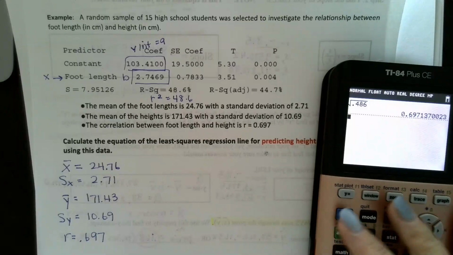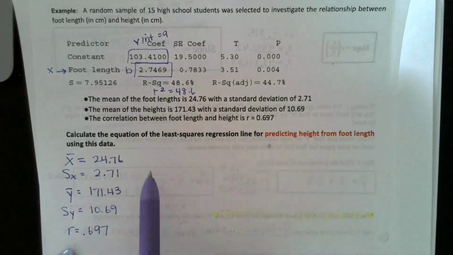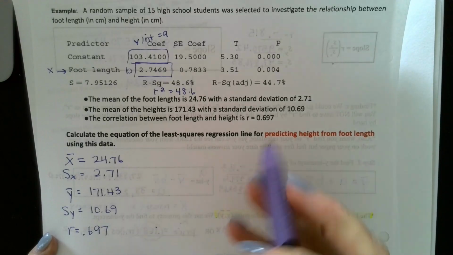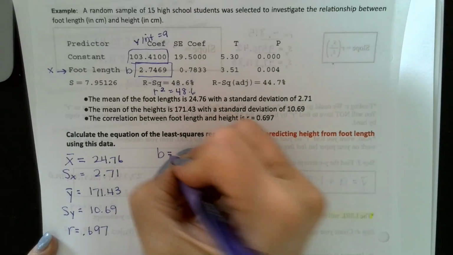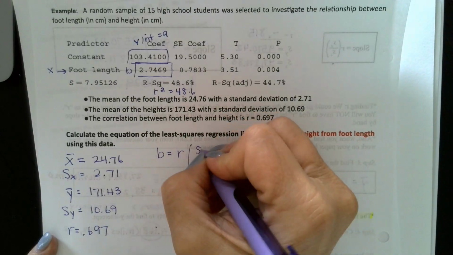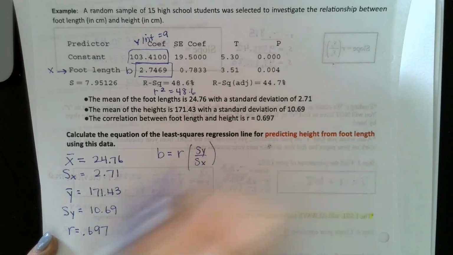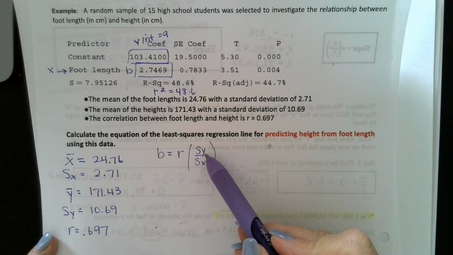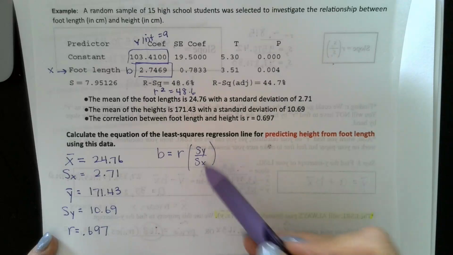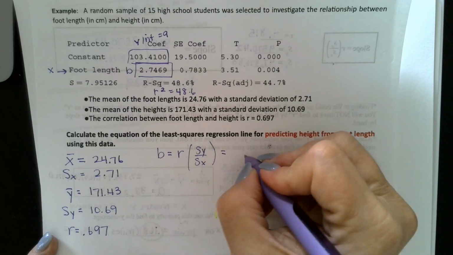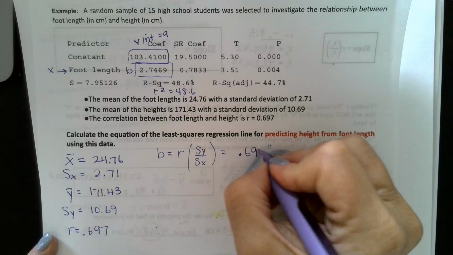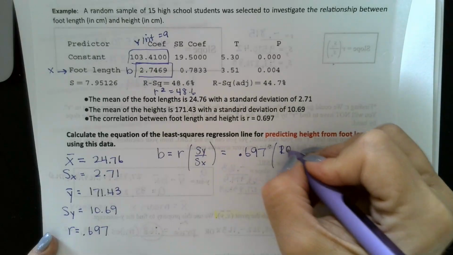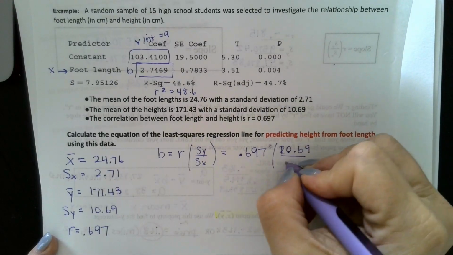Okay, and what we're doing here, I guess I didn't finish this, is we're creating our line by hand. So first thing I know is that my b value, my slope value, is r times sy over sx. And actually, if you think about slope being change in y over change in x, this just makes sense too. So my slope value is going to be 0.697 times 10.69 over 2.71.